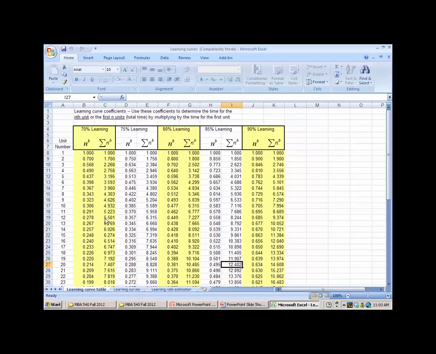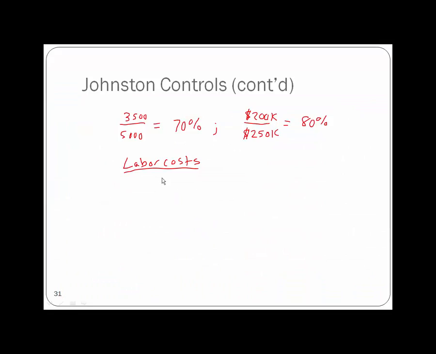But we've got to remember that we've already done the first 2 units. So really what we need to do is take the cumulative time for the first 12 minus the cumulative time for the first 2 units we've already done, the 1.7, and multiply that by the time for the first. In other words, the factor expressing the cumulative time for the first 12 units is 5.501, if we have a 70% learning curve. The cumulative factor for the first 2, which we have to subtract out since we've already done them, is 1.7.